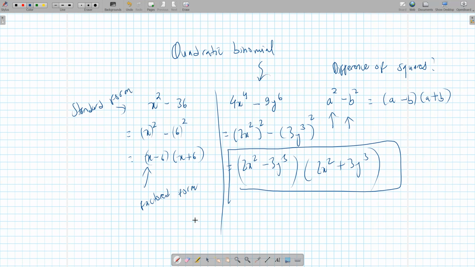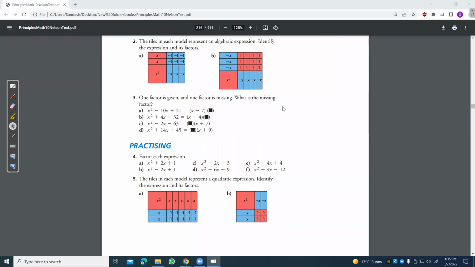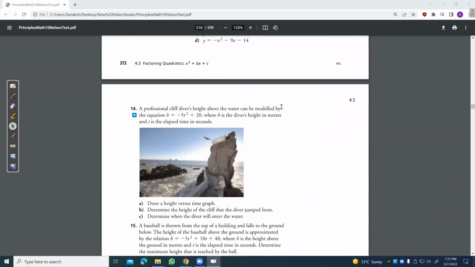So they both have their own uses. Factored form gives you the x-intercepts. So if you're looking for x-intercepts, you want to go into the factored form. The standard form gives you the y-intercept. So if you want the y-intercept, you want to work your way backwards into this. But factored form is way more powerful than the standard form. It gives you a lot more information.